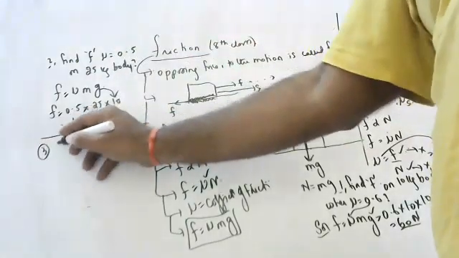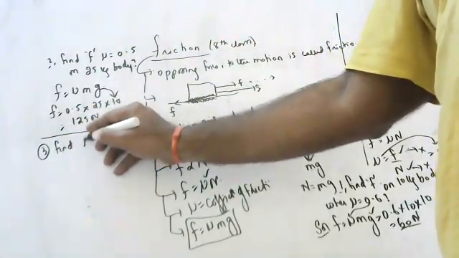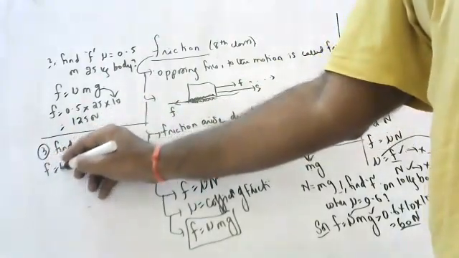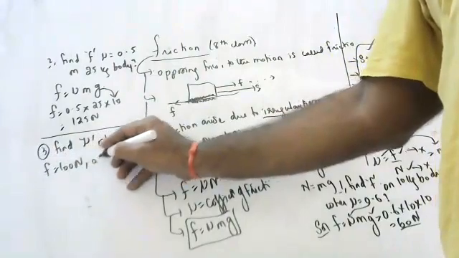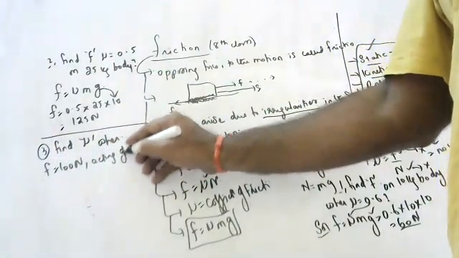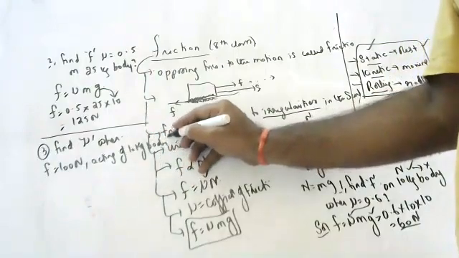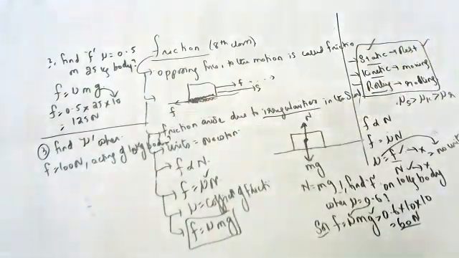Find coefficient of friction when frictional force is 100 newton acting on a 10 kg body.